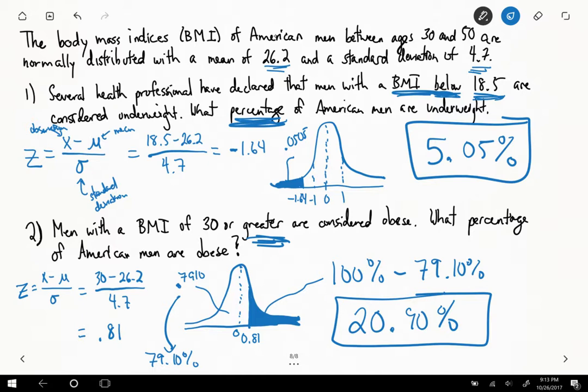So hopefully that lets you see how all this stuff works. We got the normal distribution and all that stuff going on in there.